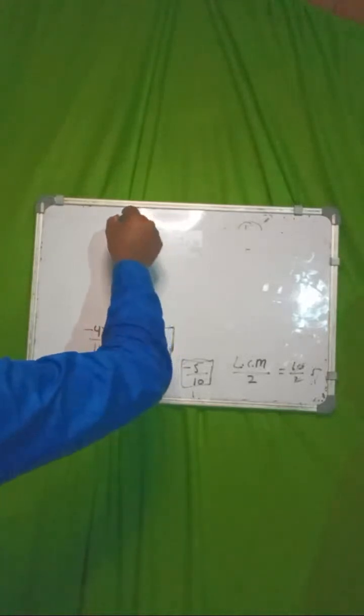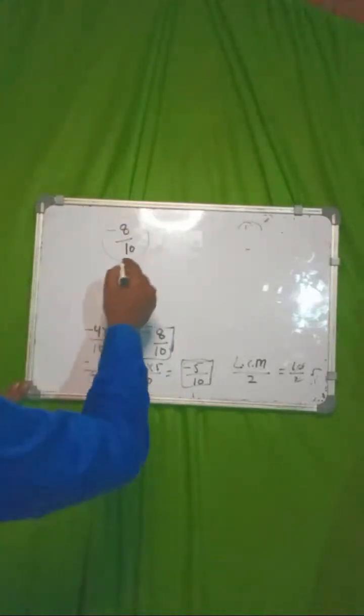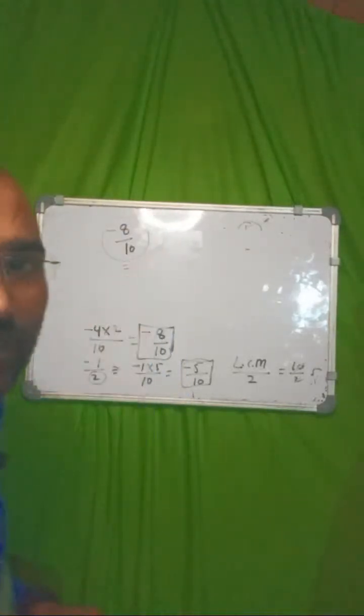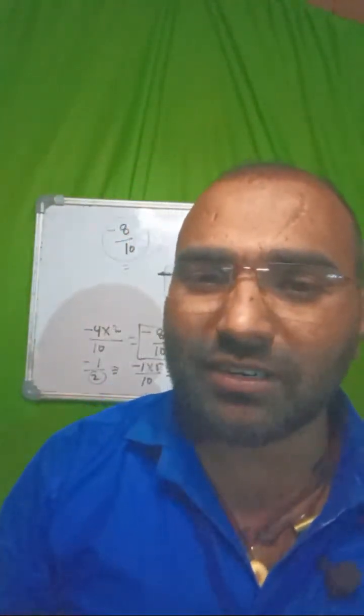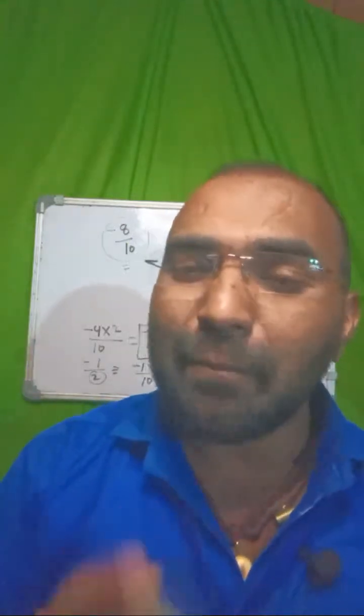Minus 8 by 10 is the smaller number. Is this clear, guys? Because with a negative sign, what's the condition? With a negative sign, the greater number is the smaller number. Again, I'm just repeating: if there is a minus sign with the number, the greater number will be the smaller number. Is this clear to everyone?